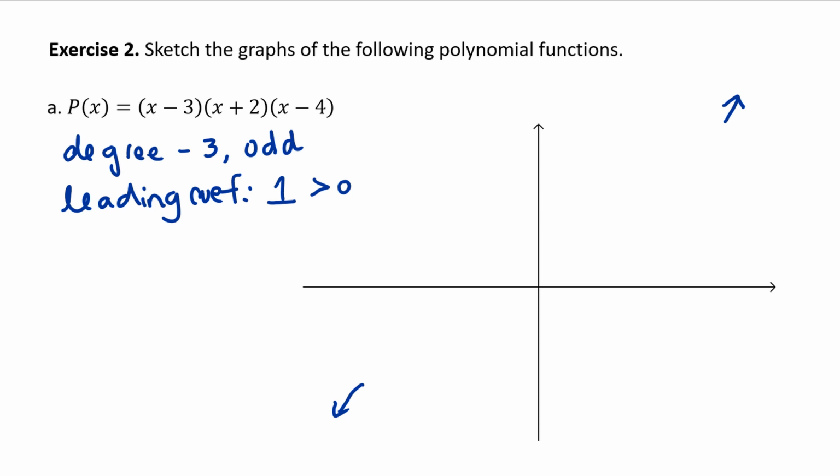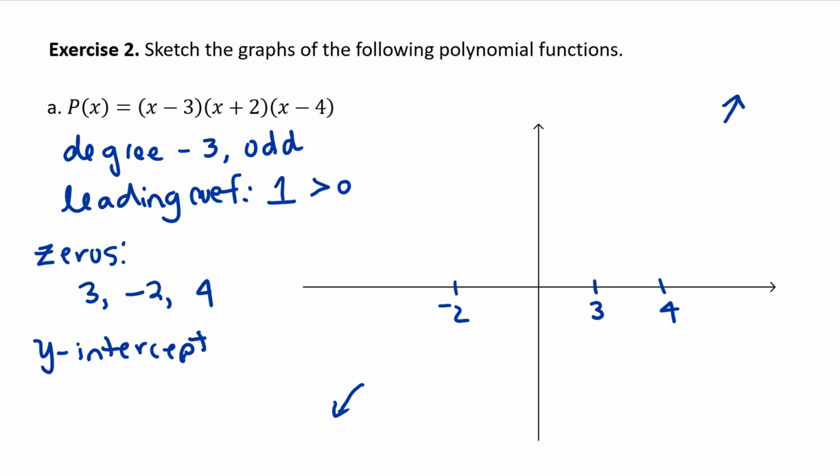We got that done. Now let's list the zeros. This polynomial is nicely factored for us, so we know that we have x-intercepts at 3, -2, and 4. Let's label those on the graph. I'll mark -2, 3, and 4. Oh, and we've got one more piece of information we can readily get, and that's the y-intercept.